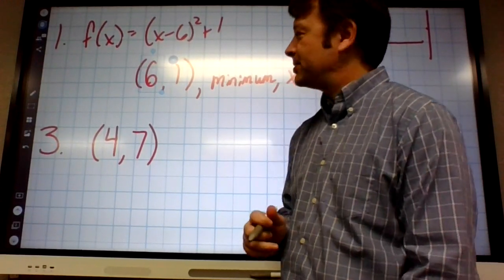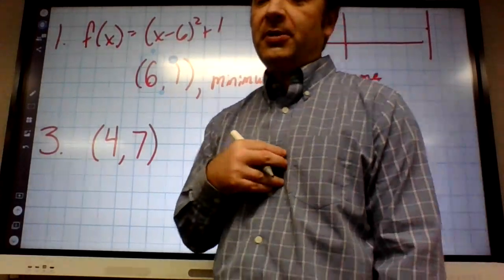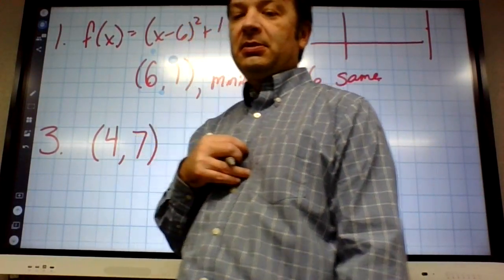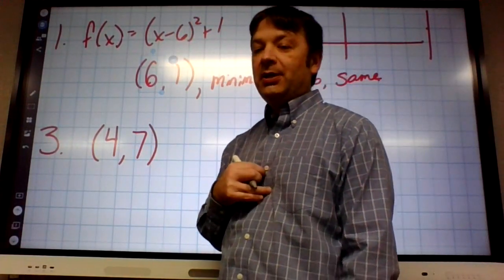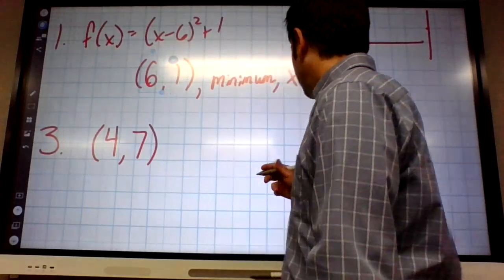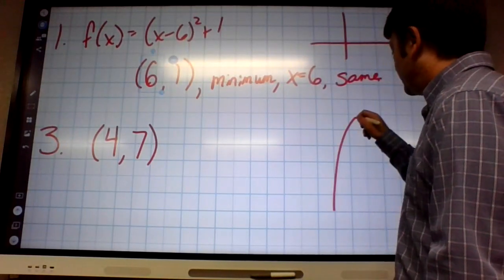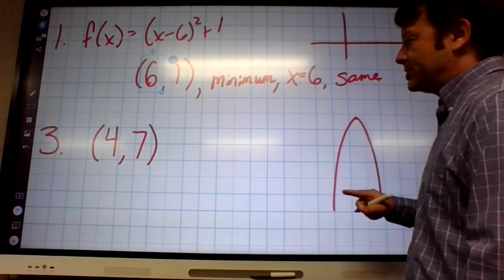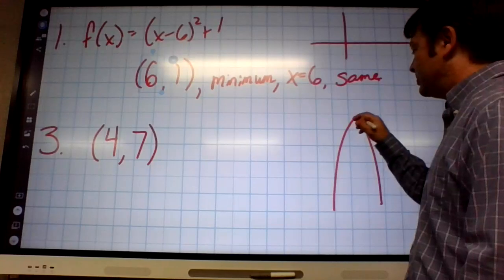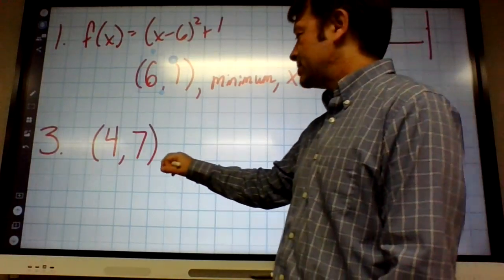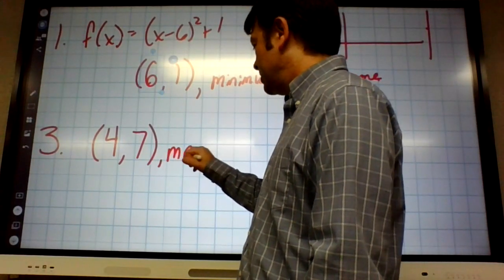Okay, is this graph going to open up or down on number 3? Down, because of the negative. It's going to go down very quickly. But the next question is, is the vertex a maximum or minimum point? Maximum. It's going to be at the top.